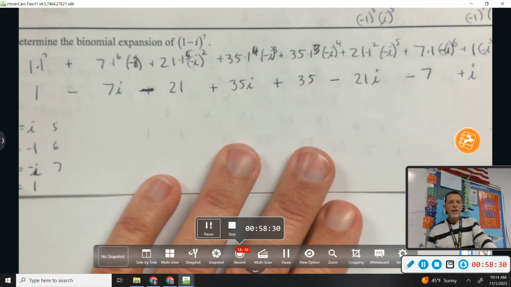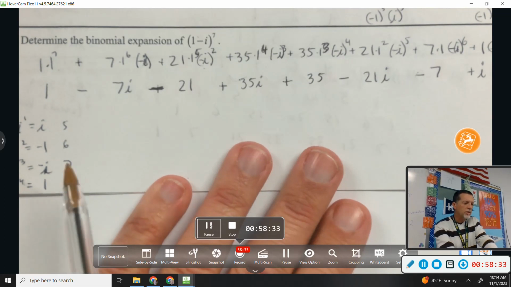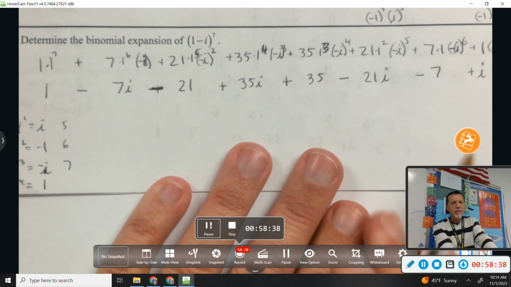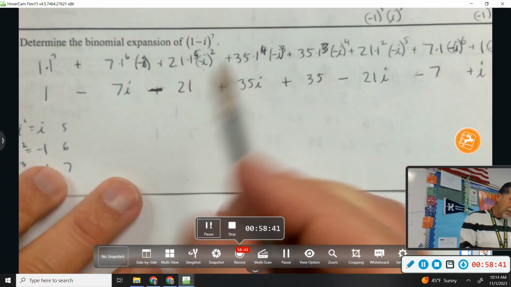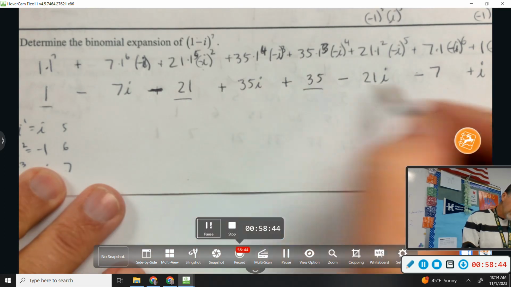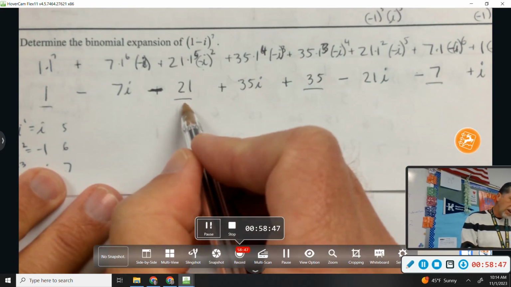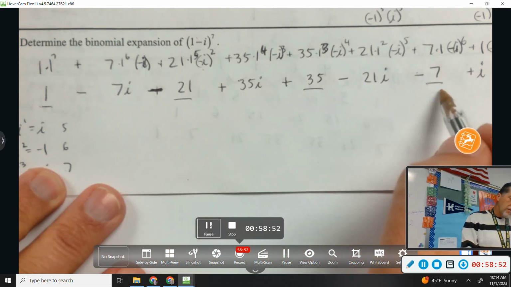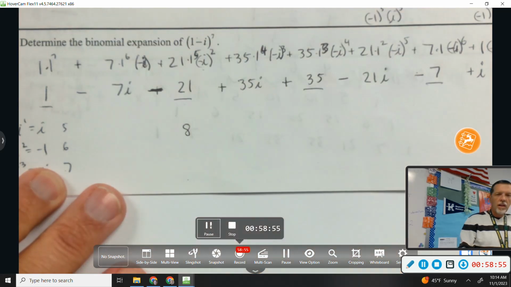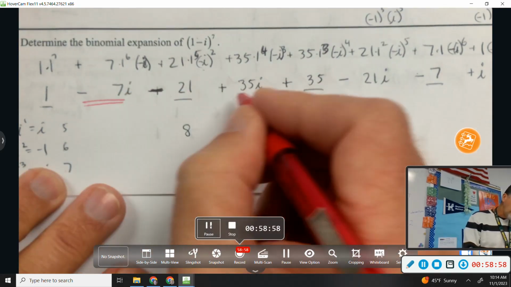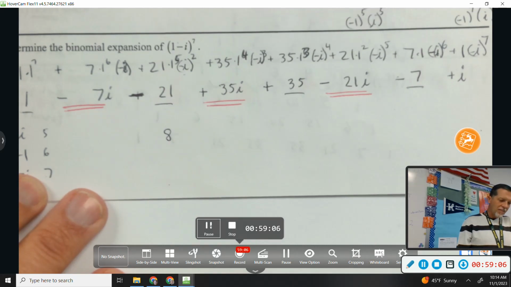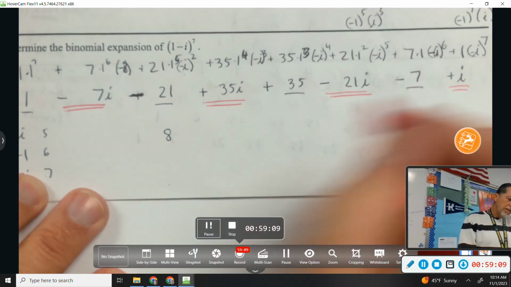So there is a pattern. The pattern got a little weird on this. Positive and then negative, negative, positive, positive, negative, negative, positive. Okay, combine all my like terms. 1 minus 21 is negative 20. Plus 35 is 15. Minus 7 is 8. Negative 7i plus 35i is 28i. Minus 21i is 7i. Plus i is plus 8i.